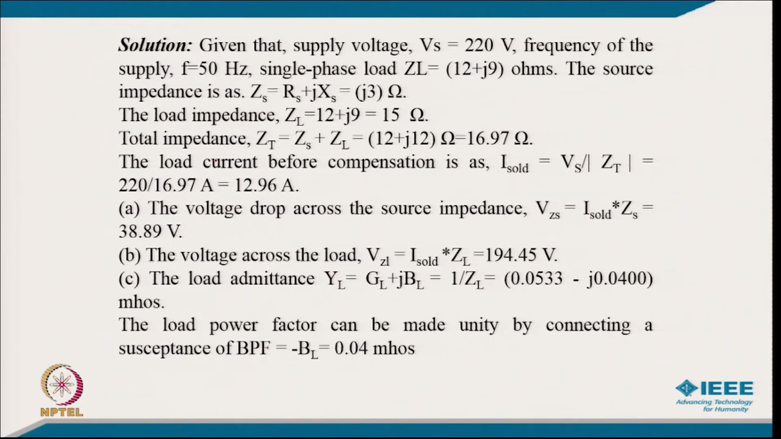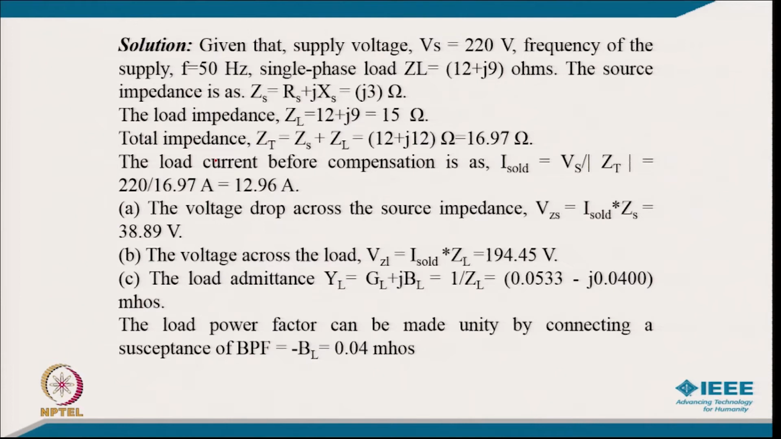Now, let us come to the another part for calculating the compensation. You can call it the compensator rating, which I have to keep in parallel with the load to maintain the voltage regulation. So, now we can go to load admittance, that is we have to keep in terms of admittance GL plus JBL, 1 upon ZL, and you can get the value of admittance 0.0533 minus J 0.04 mho, because the admittance will be always in mho, and the load power factor can be made unity by connecting the susceptance of this compensator for power factor correction.